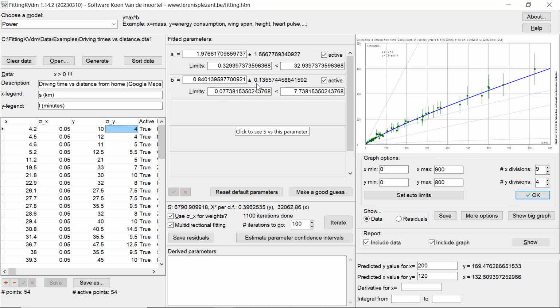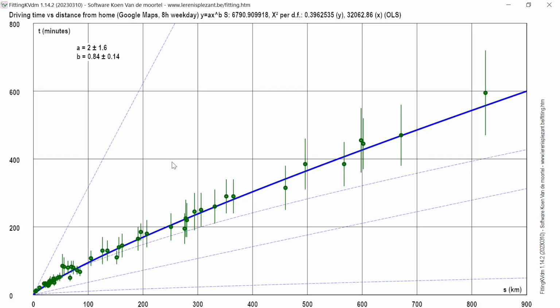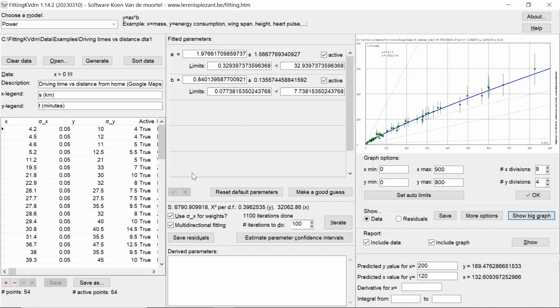The exponent is better, 0.84 plus or minus 0.14 approximately. So the lines you see here are really absolute worst case scenarios.